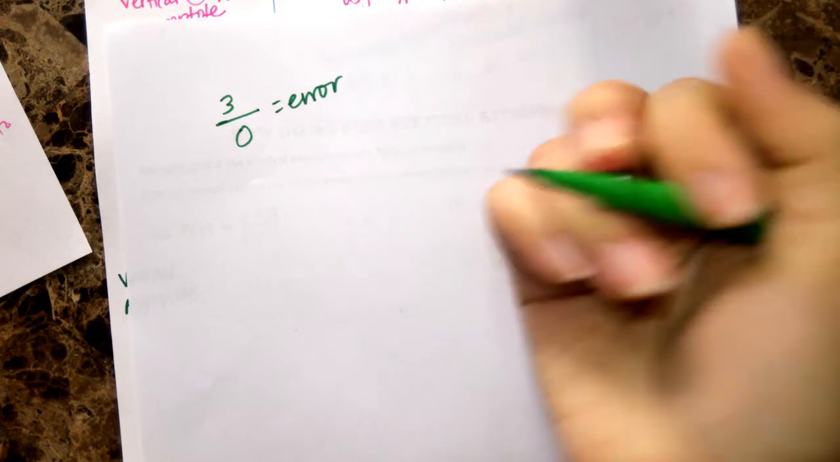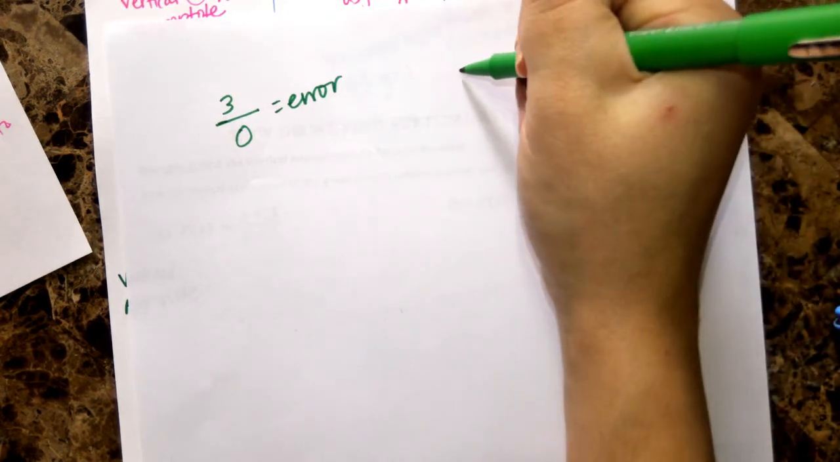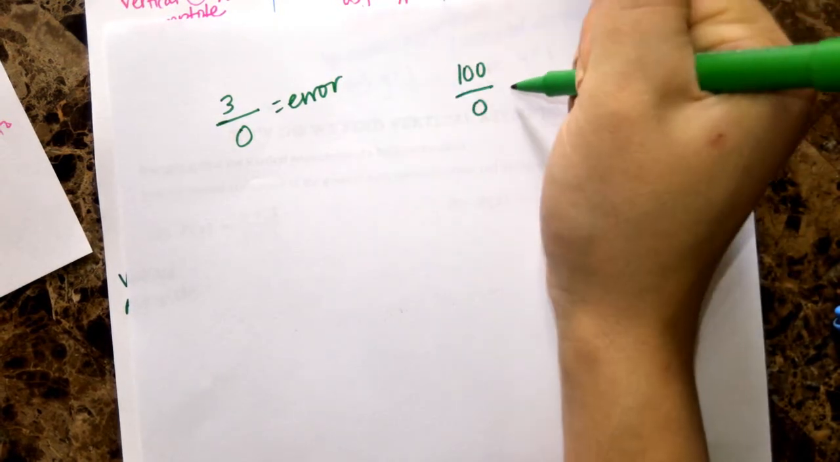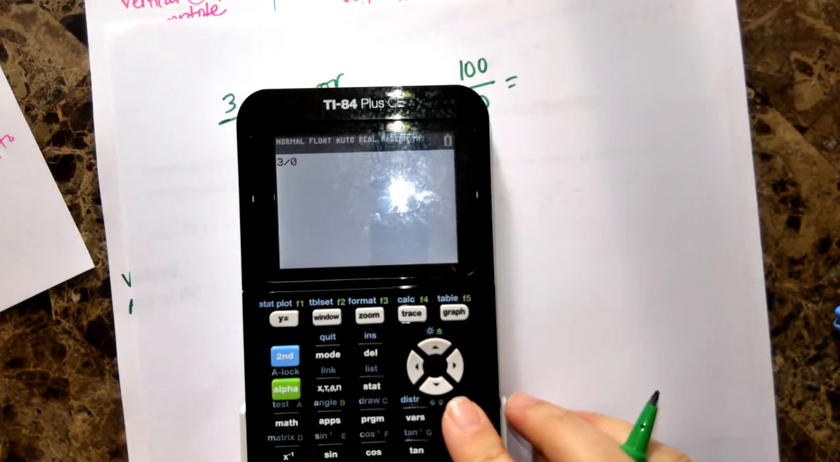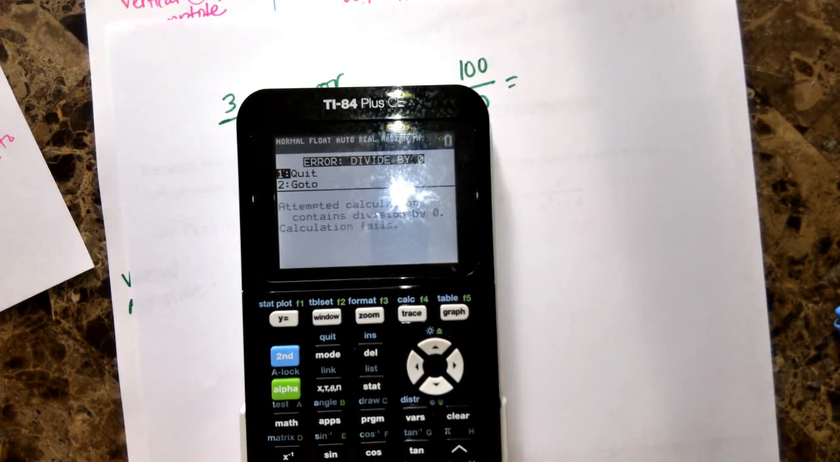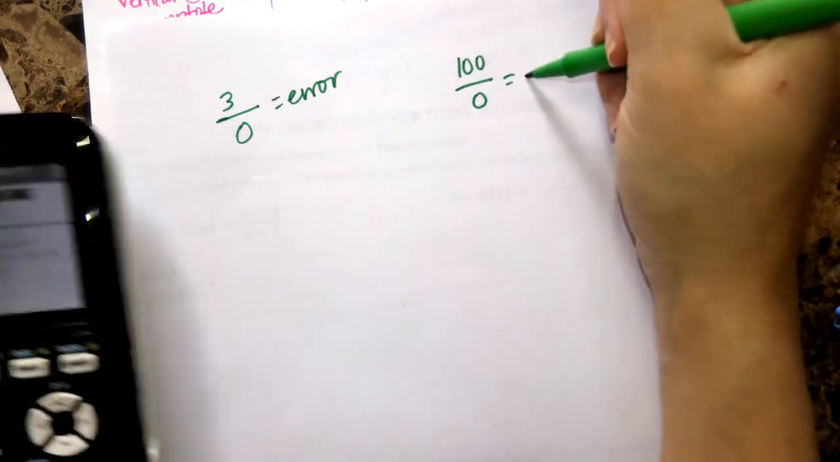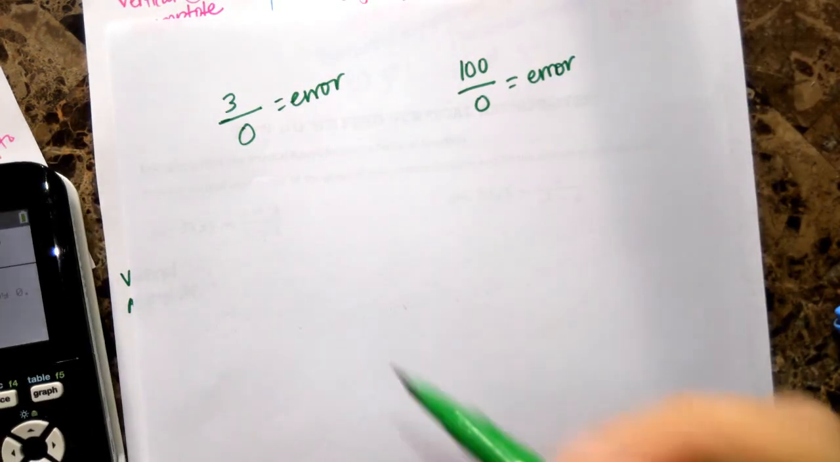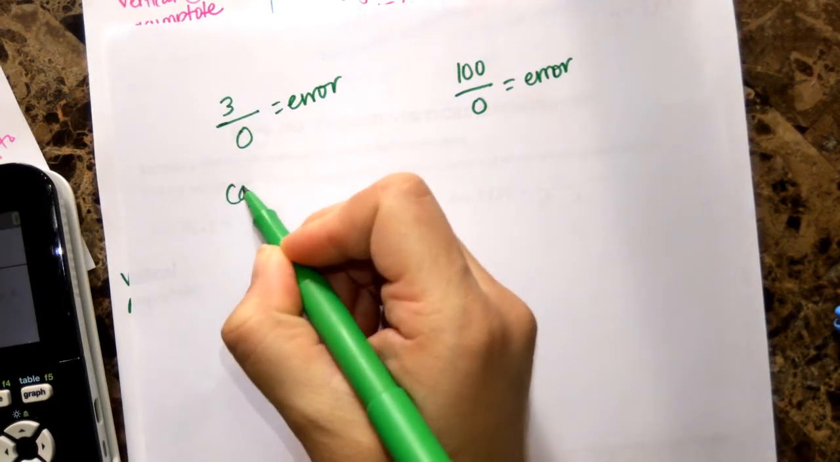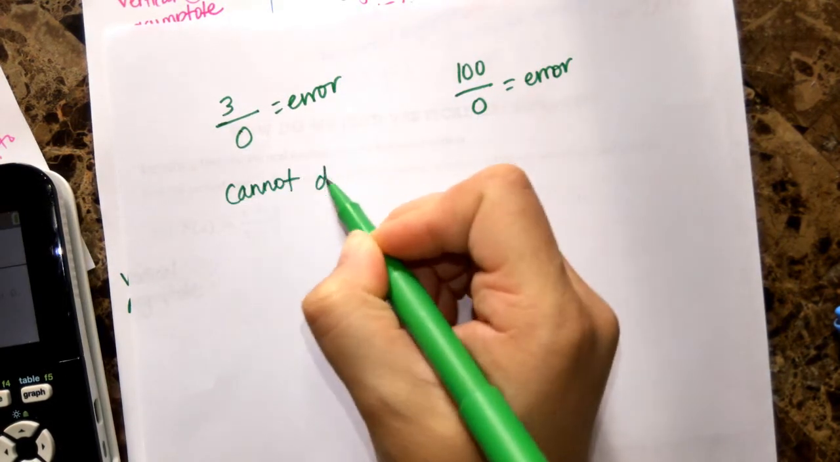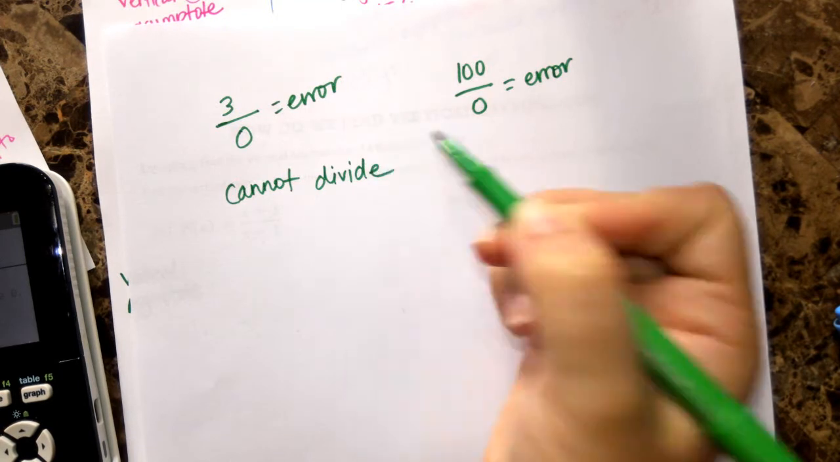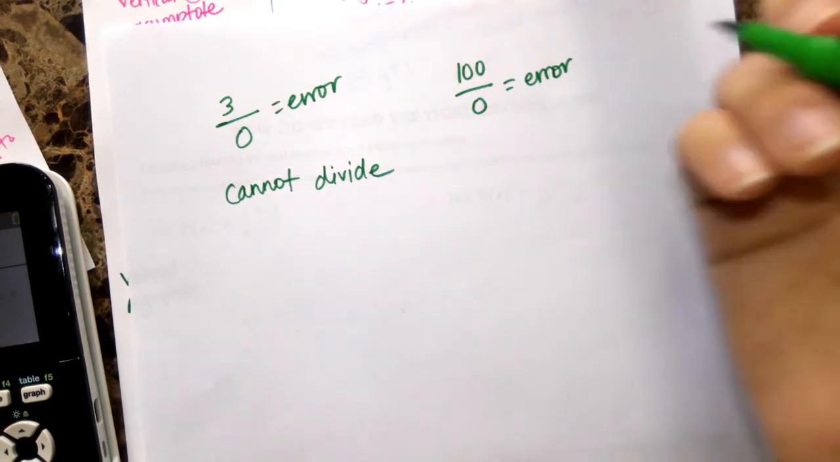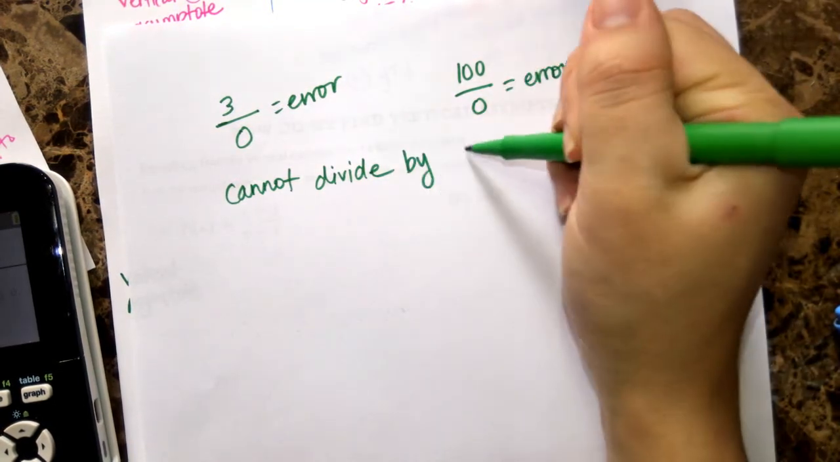Okay, maybe you just didn't like that combination. What about 100 divided by 0? Well, 100 divided by 0 also gives me an error. It won't even calculate it. Now the problem with this is we cannot divide by 0. You can try asking Siri what is 100 divided by 0, and she'll give you a funny answer. But the key is that you can't ever divide by 0.